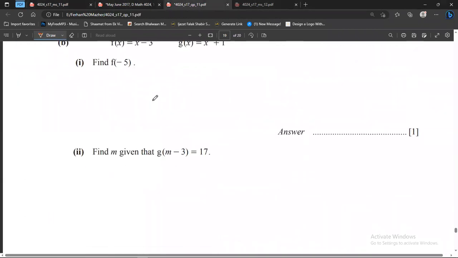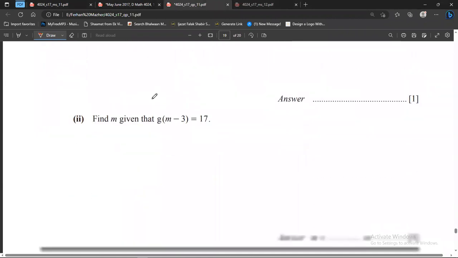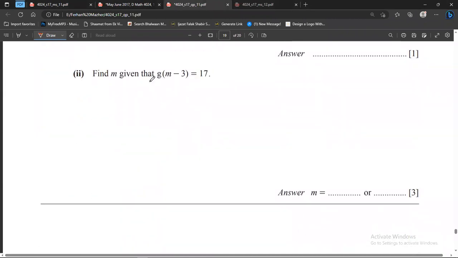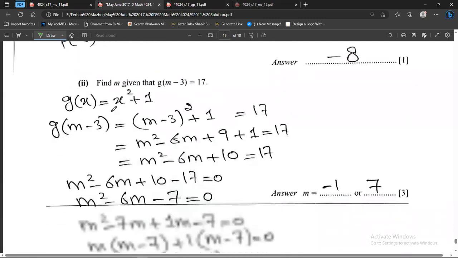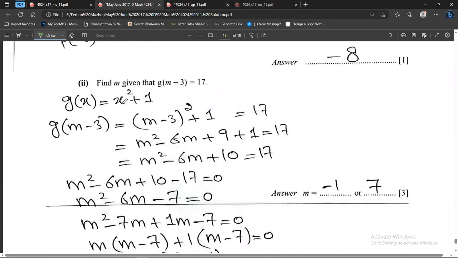Okay, then we have, he says, B, second part, he says, find m given that g of m minus 3 is equal to 17. Okay, so this is the formula for g of x. And he says g of m minus 3 is equal to 17. So wherever there is x in that function, in the place of x, put m minus 3. So you will have m minus 3 whole square plus 1, that is equal to 17.